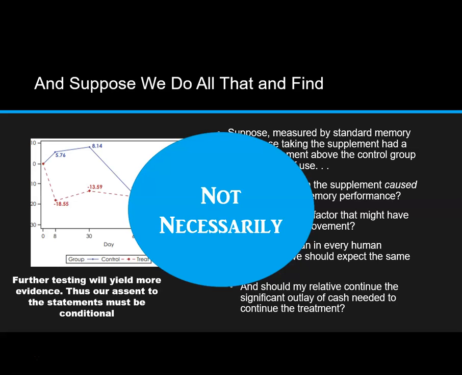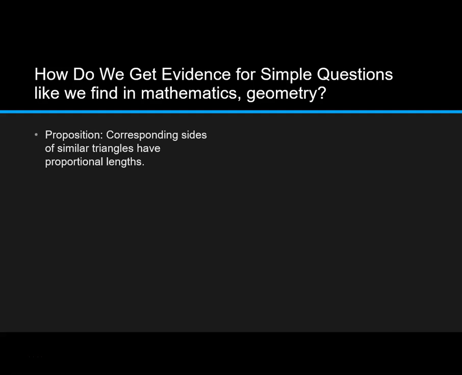Further testing will yield more evidence. Thus, our assent to these statements must be conditional. Note, this is real assent, but it's conditional. How do we get evidence for simple questions like we find in mathematics and geometry? We're getting outside the nutritional science in that case.